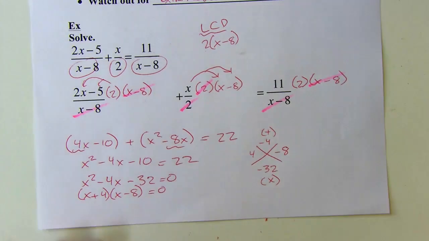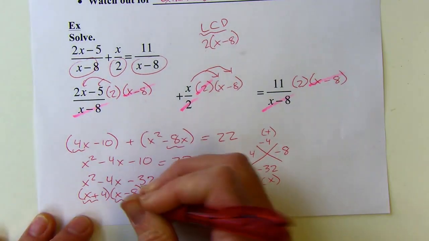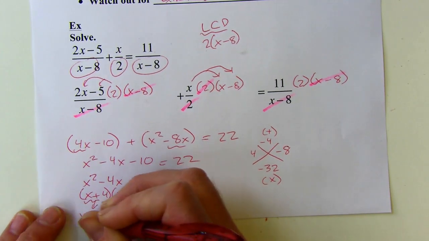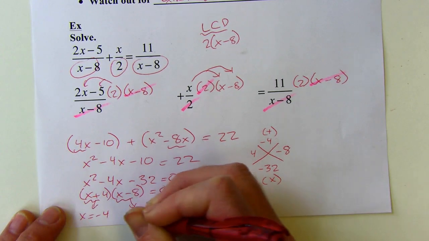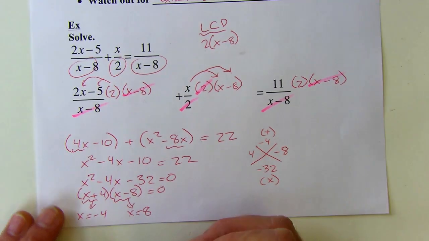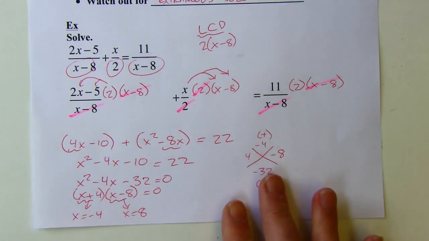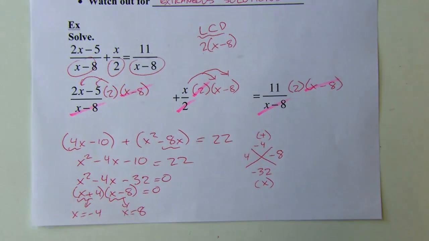Okay, and I still haven't solved it, but now zero product property, one of these products has to equal 0, so x is going to equal -4, or x is going to equal +8. Okay, but then especially when you get two solutions, really you should always check any solutions that you get.